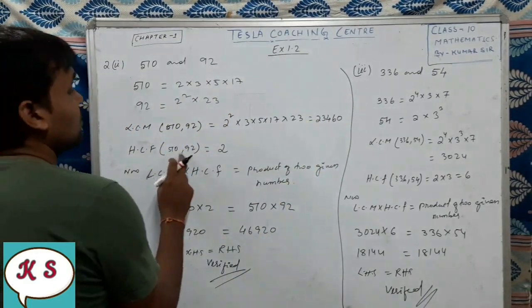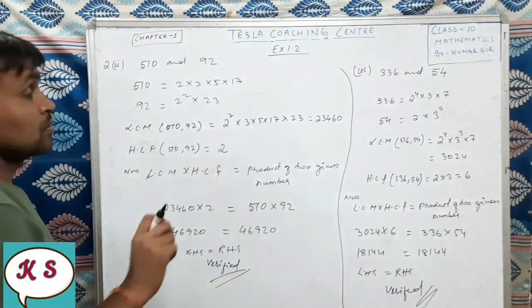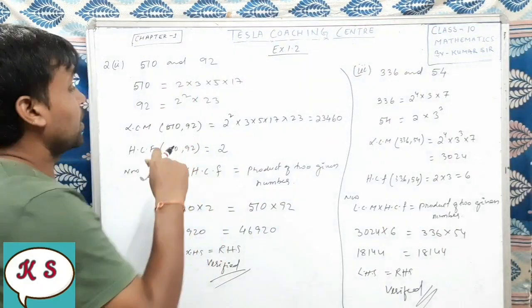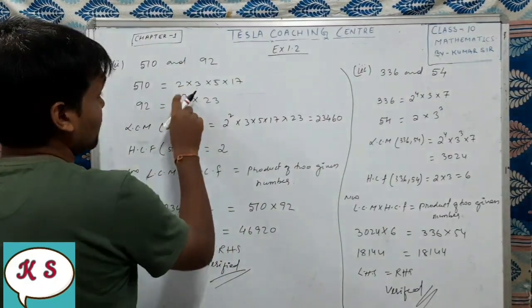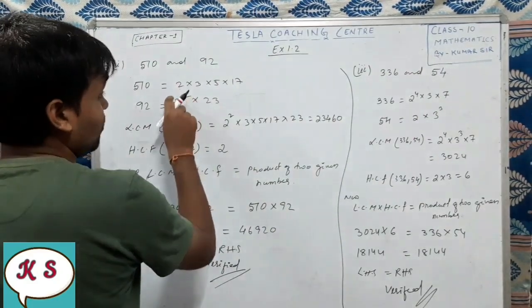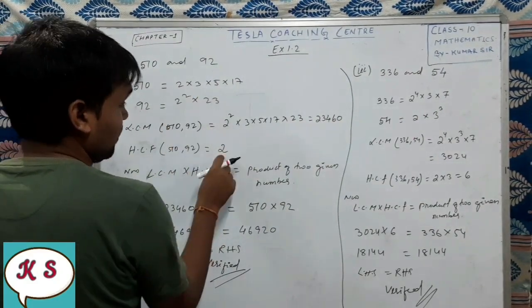Now HCF of this one. So HCF, I told you, between these two there should be a common one. So what is common here? Here it is 2, here it is 2 to the power 2. So only one 2 is common here. So you will take here 2.